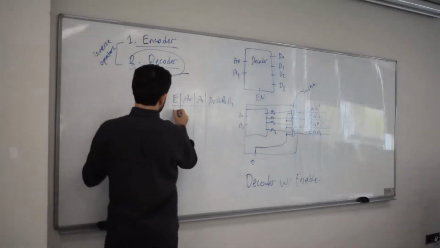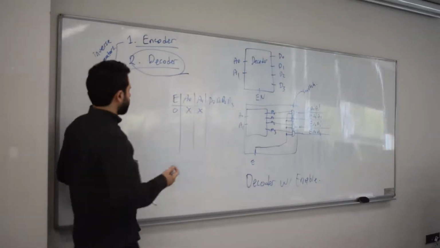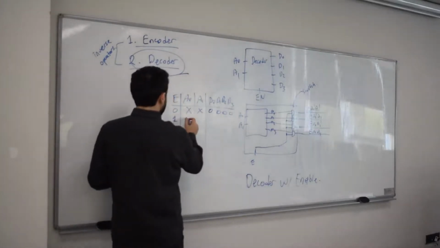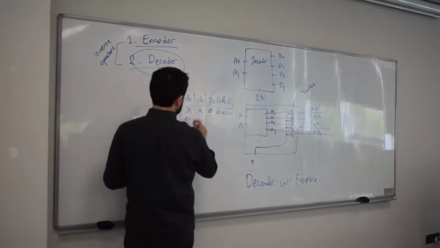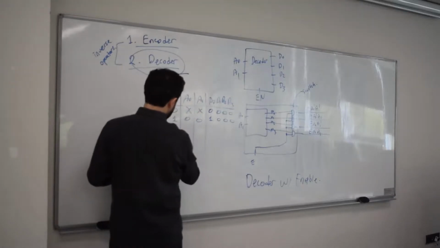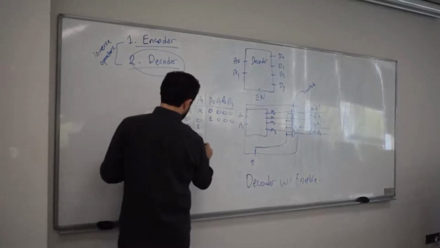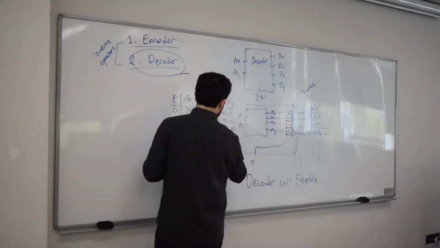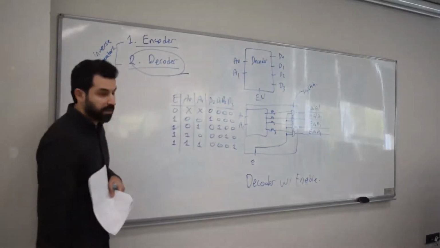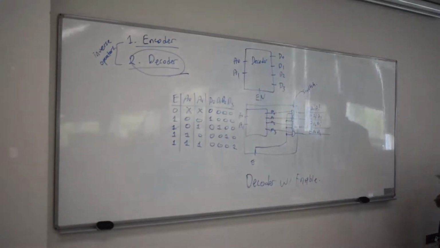If enable is 0, A0 and A1 don't care. I mean, we don't care what A0 and A1 are. So these are all 0, 0, 0, 0. If enable is 1, then we take care of the rest of the inputs, as 0, 0 would generate a 1, 0, 0, 0. If enable is again 1, then this is going to be 0, 1, 0, 0, and 1, 1, 1. This is going to be 0, 1, 0, 0, 0, 0, 1, 0, 0, 0, 0, 1. Okay? These are going to be the outputs in the truth table of the decoder with enable.